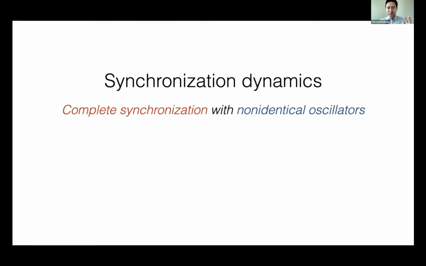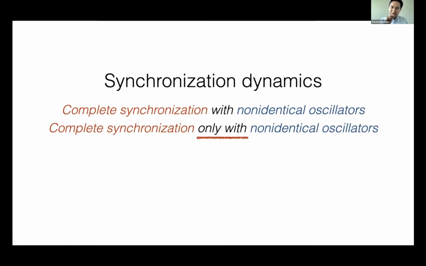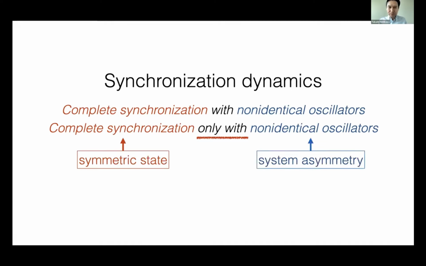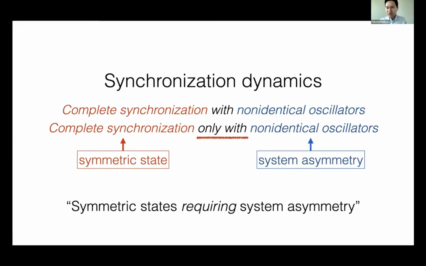In this particular example, a complete synchronization state is stable despite the fact that oscillators are made non-identical through these heterogeneous beta_i values. But more importantly, because I chose the best homogeneous value of beta_i and it was still unstable, the complete synchronization is actually stable only when you make the system asymmetric with non-identical oscillators. So the symmetric state is stable only if the system has a broken symmetry.